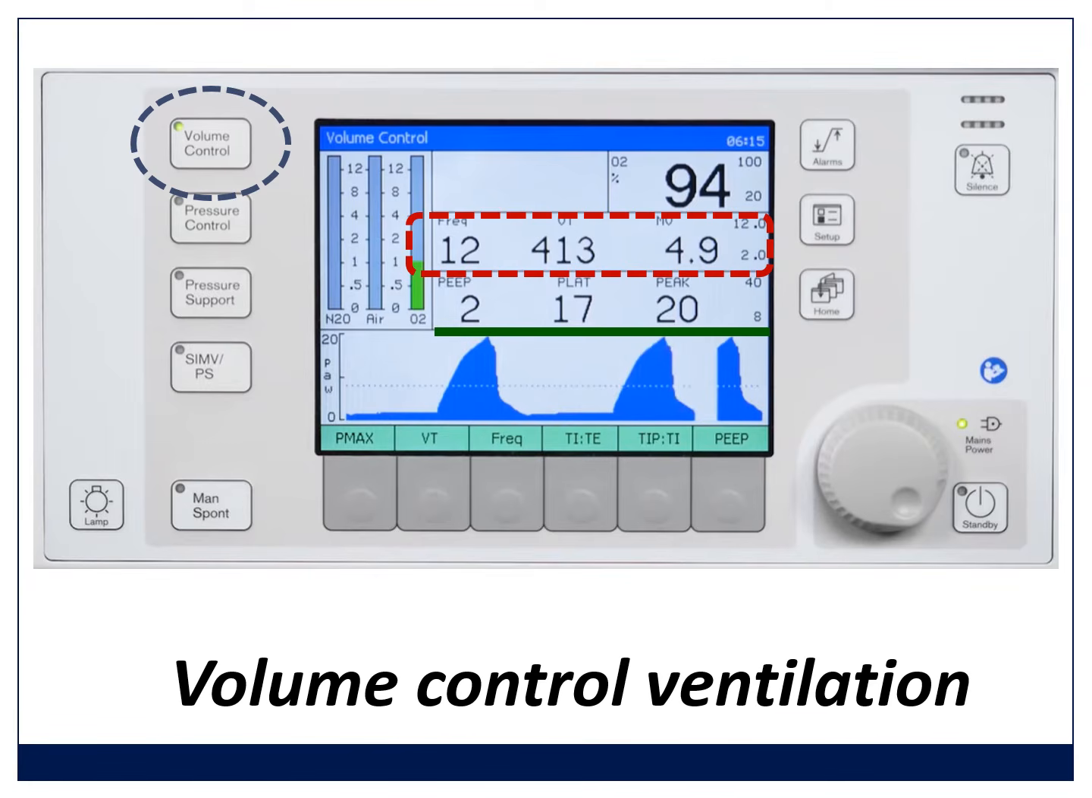You must also look at what pressures you're generating. So the plateau is 17 and the peak is 20. And this person's hardly set any PEEP. That's at 2, and that's too low. But those are the sorts of things you'll watch, and the oxygen up in the corner is 94.